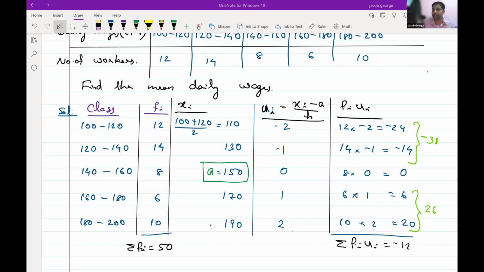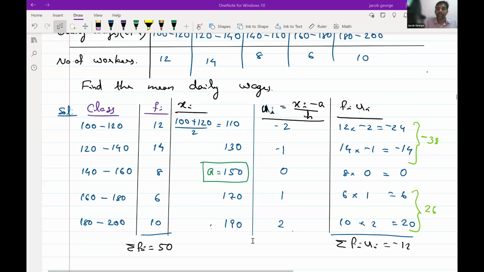Then we calculate xi, same as the last question: the middle value of each class, or lower limit plus upper limit by 2. For example, 100 to 120. What is the middle value in between 100 and 120? 110, right? Then 130, 150, 170, 190.